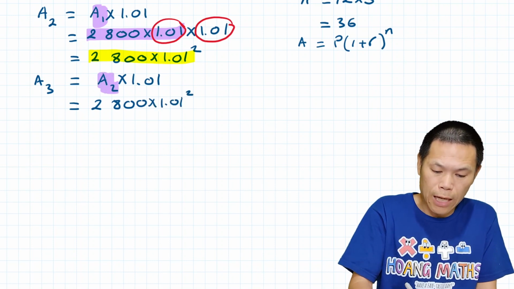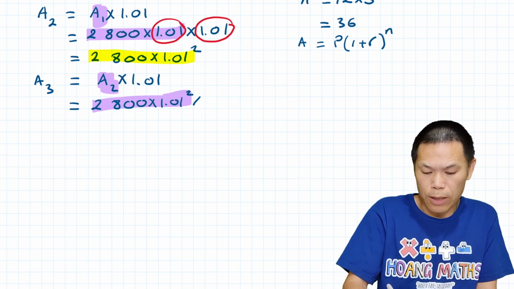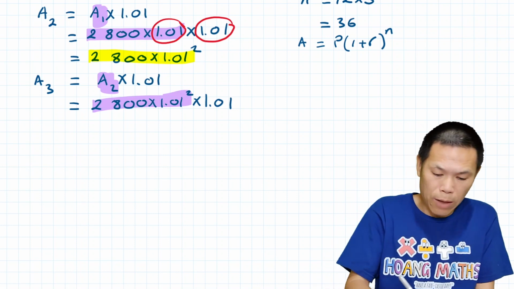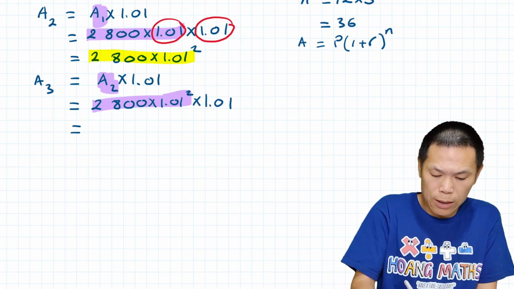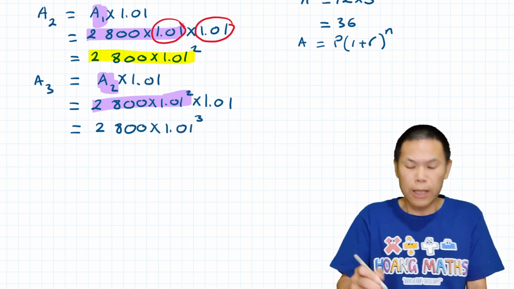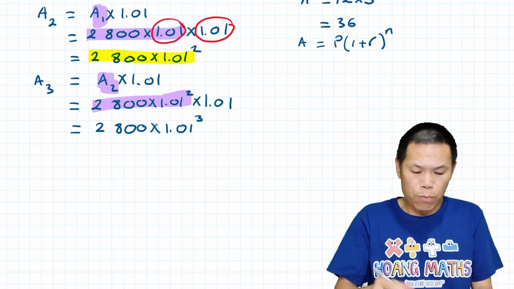So don't forget this is A2 here. Then we need to times 1.01, so that will give me 1.01 to the power of 3. Let me just rewrite this: 2,800 times 1.01 cubed.